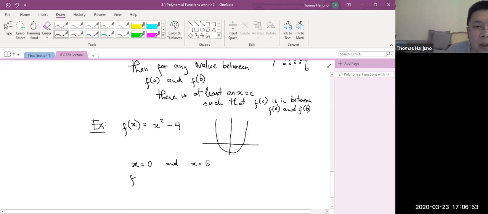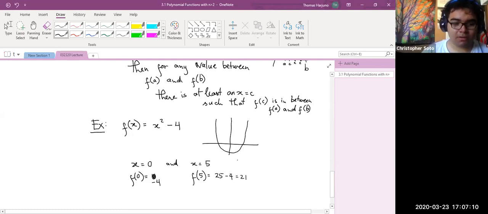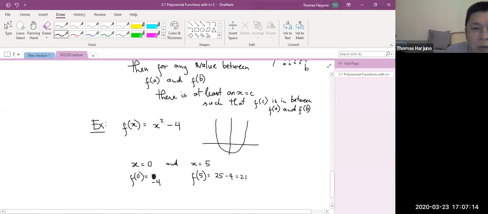Now, f(0) is 0. I'm sorry, not 0. Negative 4. My bad. While f(5) is what? That's 25 minus 4. That's 21. Okay. So now it means because they have opposite signs, one of them negative, the other positive, then there must be a zero between x equals 0 and x equals 5.